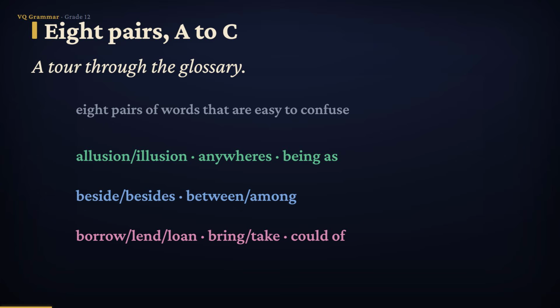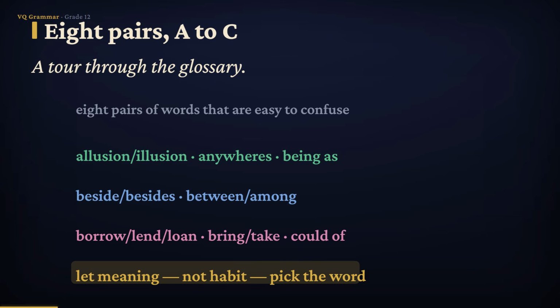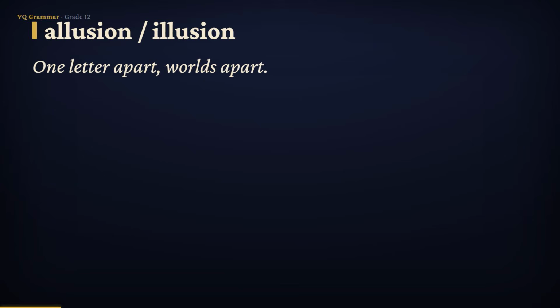For every pair, I'll give you the rule and a fresh example. The theme running through all of them is the same. Let the meaning, not your habit, choose the word. Let's begin. Let's begin at the top of the glossary with a pair that sounds almost identical, allusion and illusion.